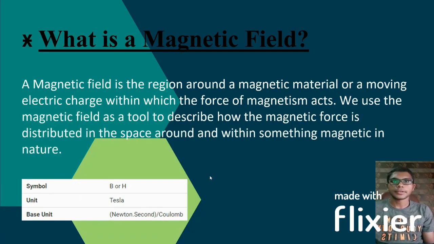What is a magnetic field? A magnetic field is a region around a magnetic material or a moving electric charge within which the force of magnetism acts. We use this magnetic field as a tool to describe how the magnetic force is distributed in the space around and within something magnetic in nature. The symbol is denoted by B or H, the unit is Tesla, and the base unit is Newton per Coulomb.